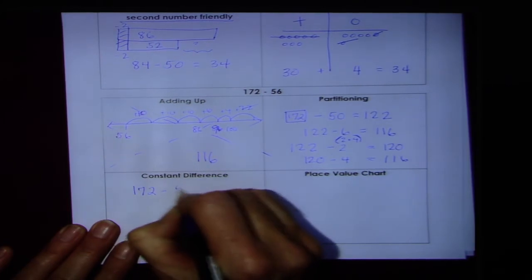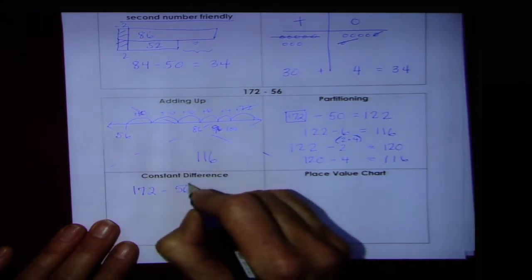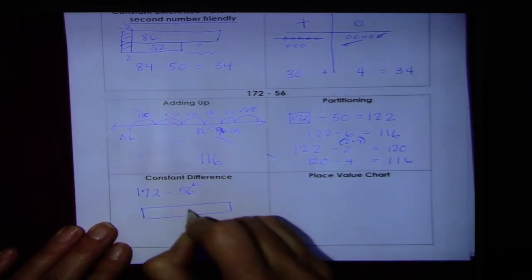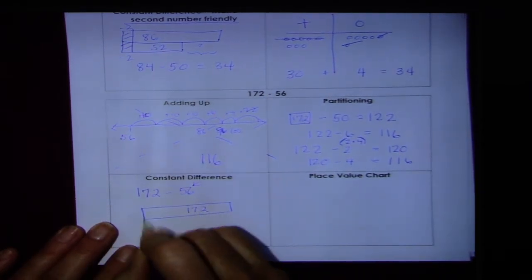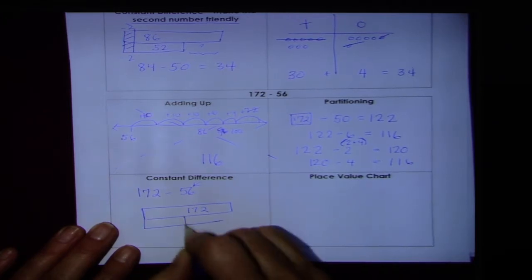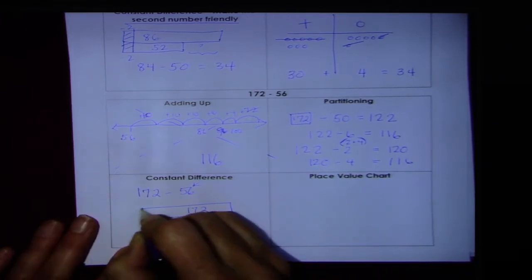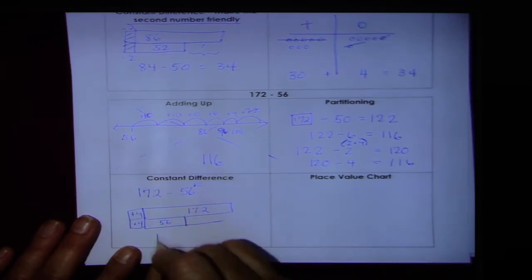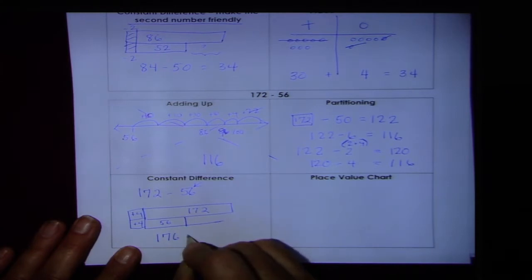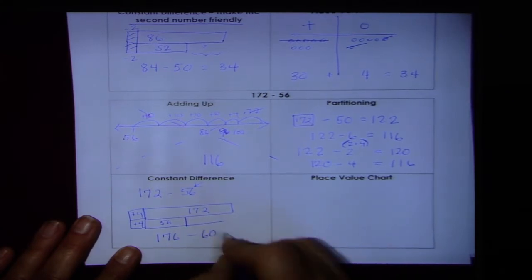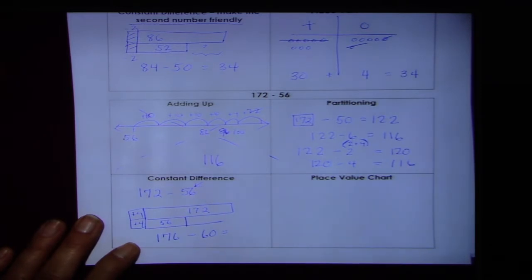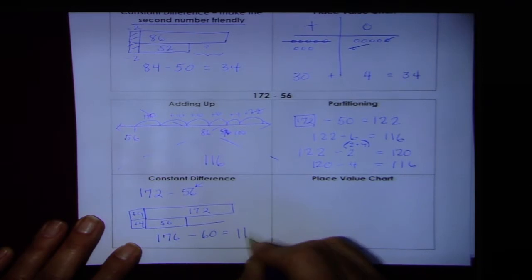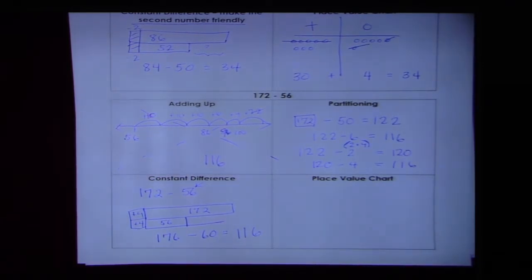172 minus 56. Can we make this number more friendly? I would say you could add 4 to it. Oops, my picture's not going to be great. If I add 4, I now have 176 minus 60. For a lot of kids, that's going to be a reasonable problem.